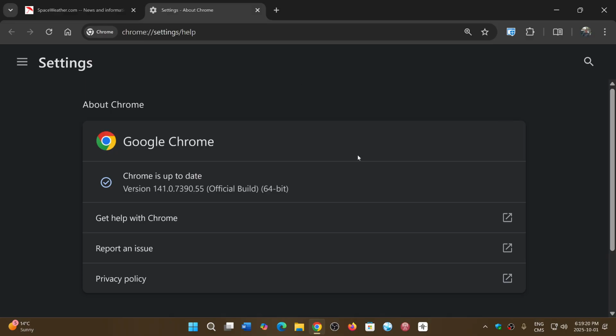But the most important is it has 21 security fixes. Two of them are high severity. One is in the WebGPU, which is the most severe one. And another one is in the graphics of the browser.